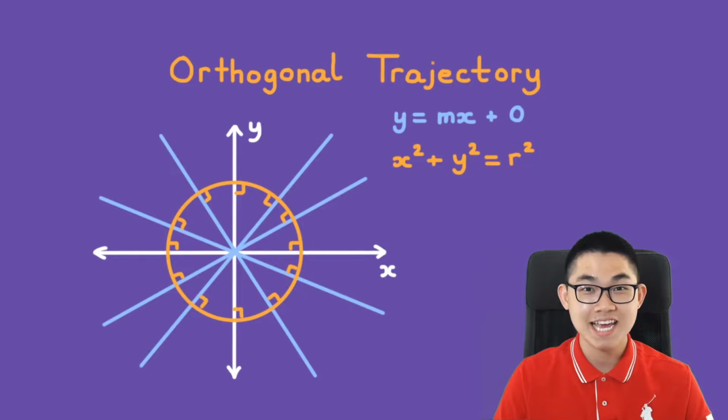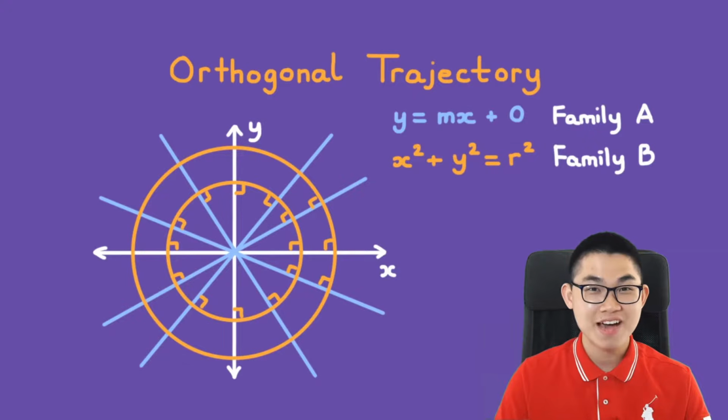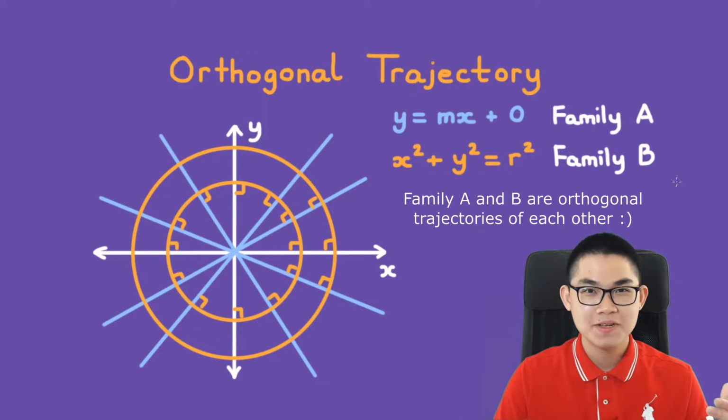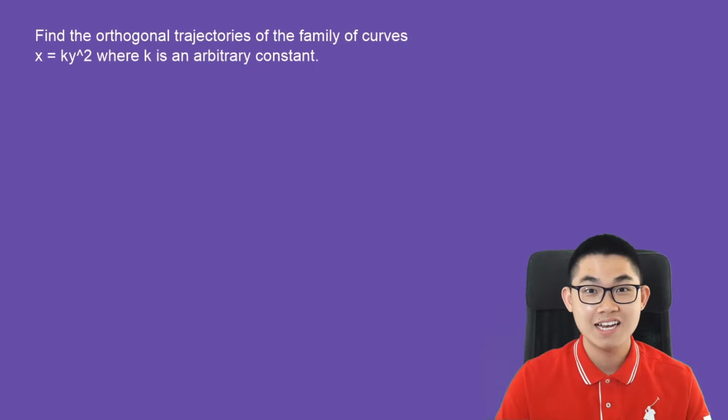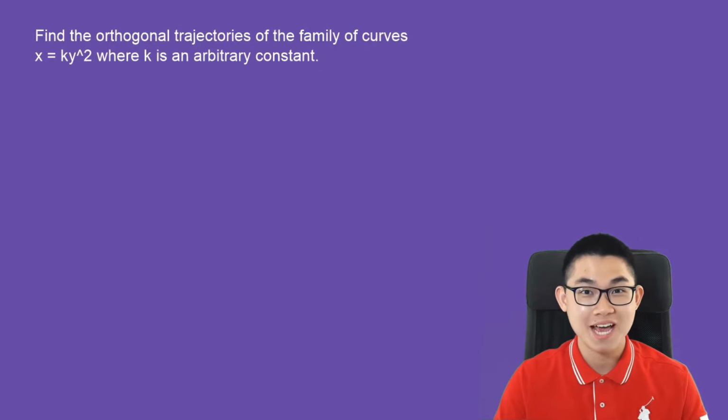Then there exists a circle such that when the lines intersect with the circle, it forms a right angle. It doesn't matter the size of the circles or the radius, we can make it big or make it small, and the right angles will still be there. So we call all of the lines family A, or family of curves A, and we call all the circles family B. So it is known that family A and family B are orthogonal trajectories of each other. Let's go ahead and do a simple example.